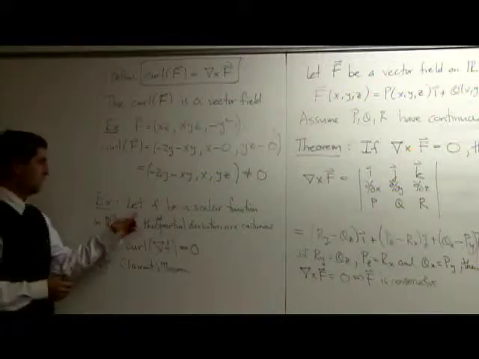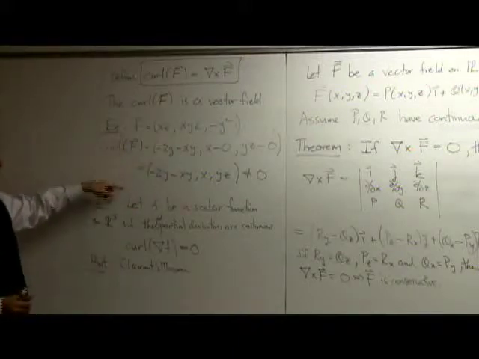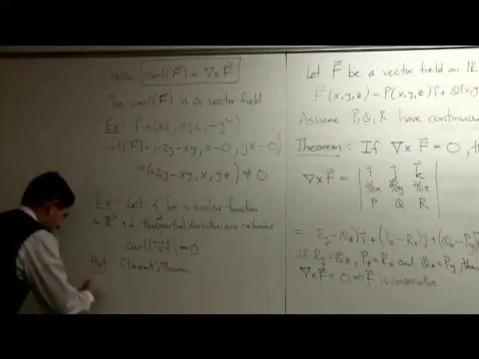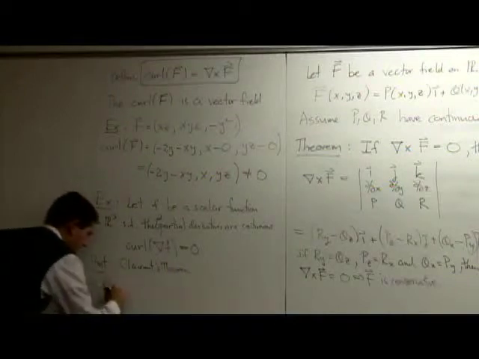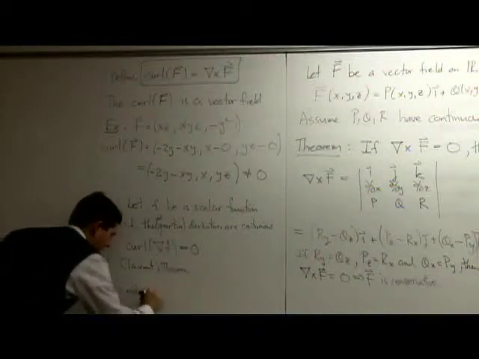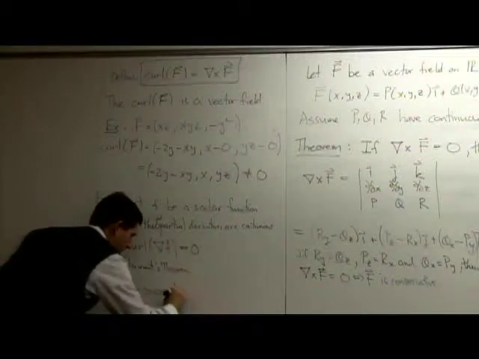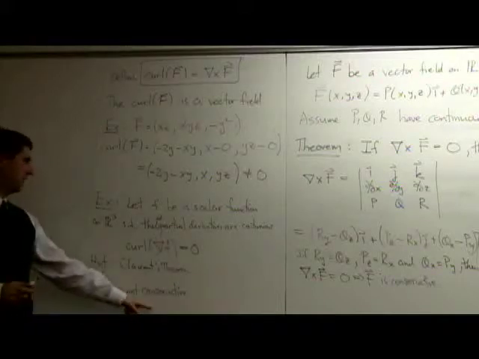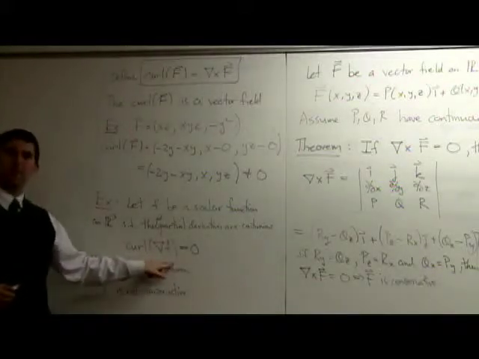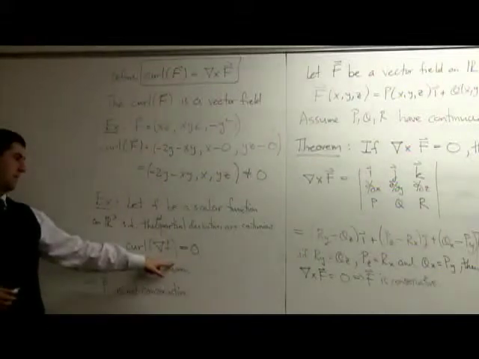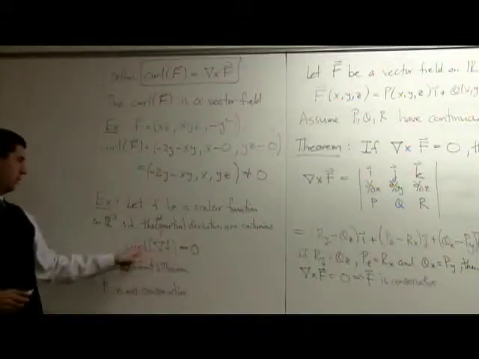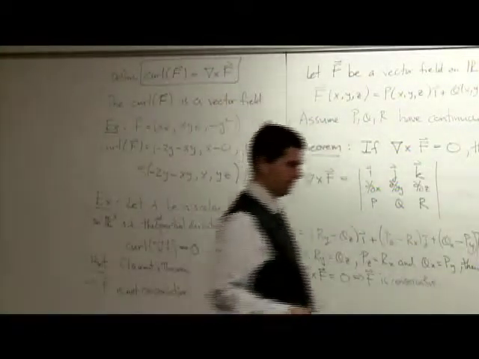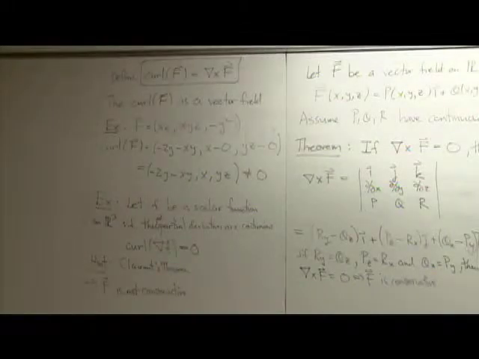And so if you use this example in that theorem, then that'll imply that this f is not conservative. Because if it was conservative, then it would look like grad f. But if it looked like grad f, then its curl would be 0. Then its curl is not 0. So we're okay.